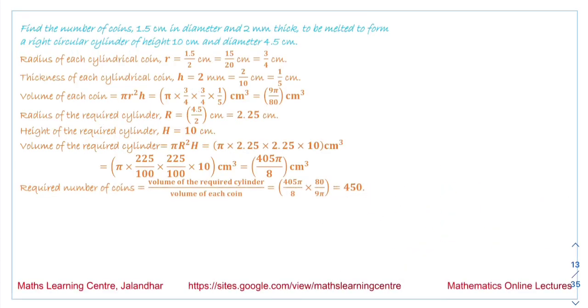Now the next we have is: find the number of coins 1.5 centimeter in diameter and 2 mm thick. So the diameter of the coin is given as 1.5 centimeter. It means the radius of this coin is equal to 1.5 by 2 centimeter, and 2 mm thick means this is the height, 2 by 10, equal to 1 by 5 centimeter. It is to be melted to form a right circular cylinder of height 10 centimeter and diameter 4.5 centimeter. If the diameter is this, the radius is 4.5 by 2 centimeter.